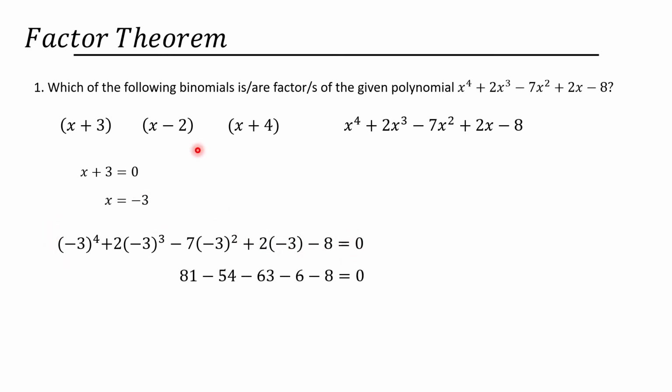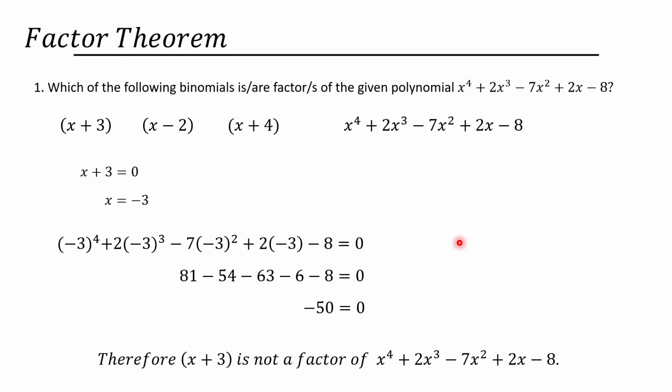Okay? So magiging negative 81. Ito negative 81. Ito negative 54. Ito negative 63. Ito negative 6 minus 8. Then you find the sum. And magiging negative 50 is equal to 0. This time, yung sum natin, ang result is not 0. So what does it mean pag hindi 0? Therefore, x plus 3, this one is not a factor of x to the fourth plus 2x cubed minus 7x squared plus 2x minus 8. So this time, this is not a factor.